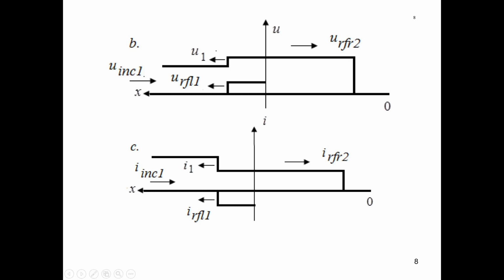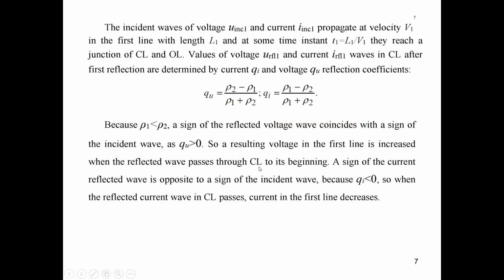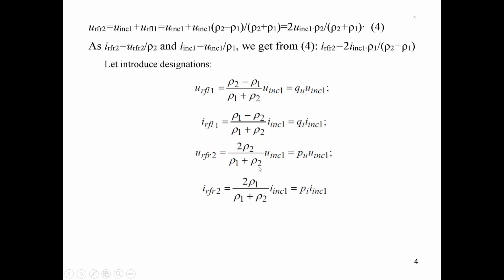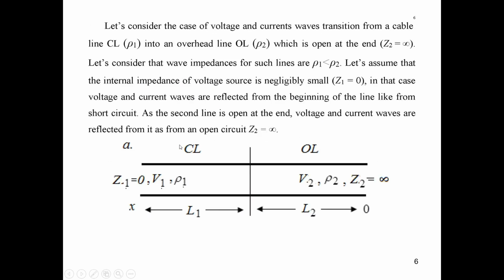Dear students, we are proceeding with our lectures on the topic of propagation of electromagnetic waves through lines with linear parameters, and we consider now a line consisting of two parts. The first part is a cable line and the second part is an overhead line, with different impedances ρ1 and ρ2, different speeds of propagation of waves v1 and v2, and different lengths.